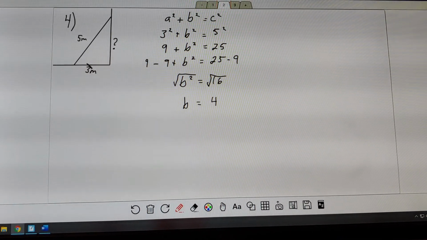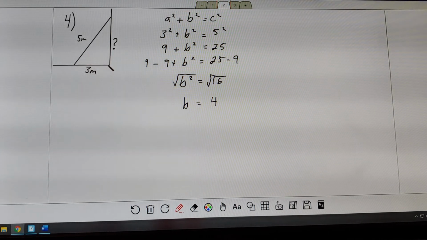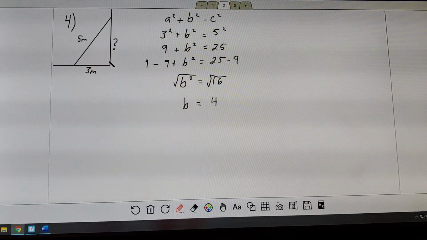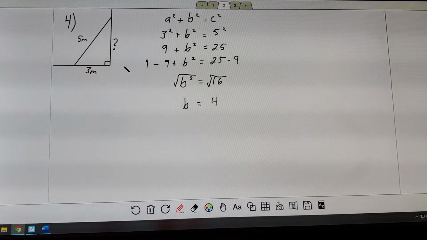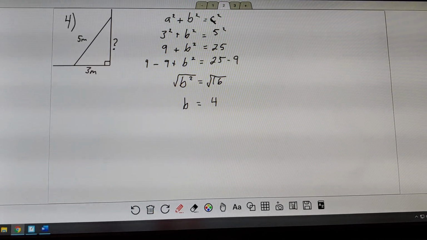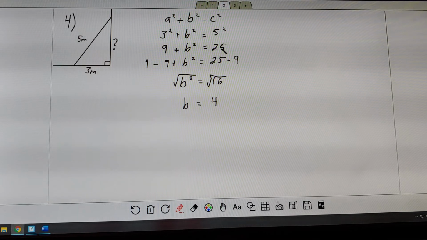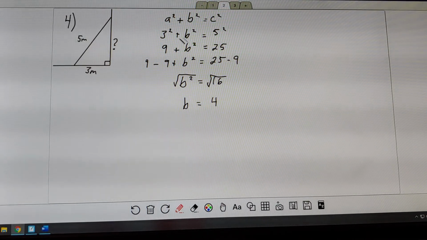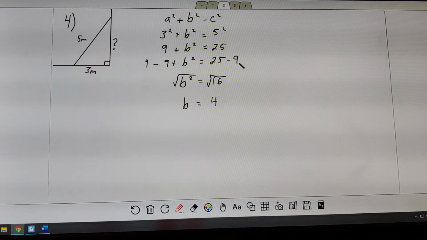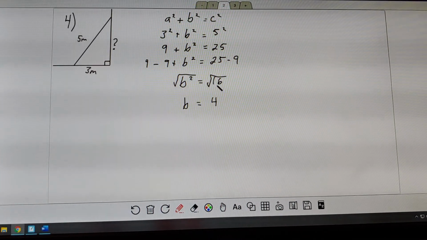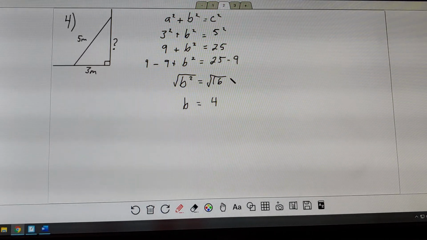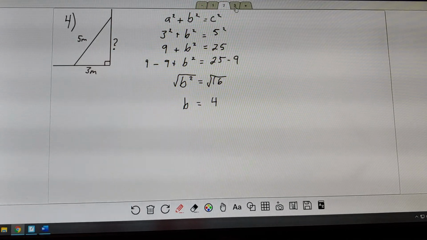So, side A, we're missing side B, and this would be side C because that's the long side, and the 90-degree angle would be right here. Okay, so there's the formula. Fill in side A, fill in side C. 3 squared is 9, 5 squared is 25. We don't want 9 with B squared, so we're going to subtract it away, subtract from both sides, just like in the last question we did. We're left with B squared is equal to 16. Well, we don't want B squared, we just want B, so opposite operation, square root, and we're left with 4.